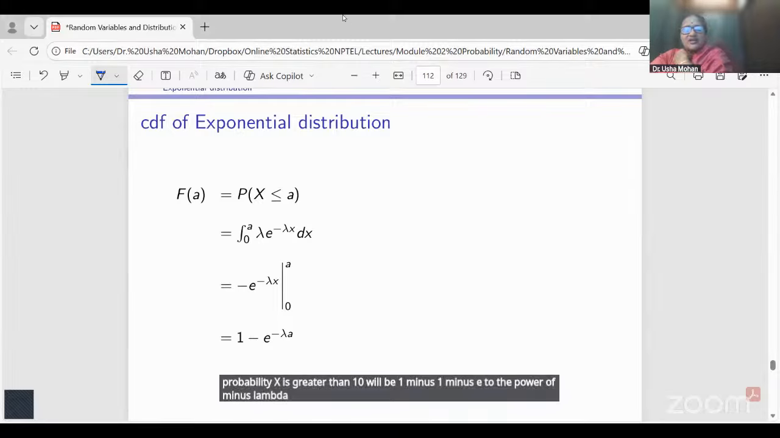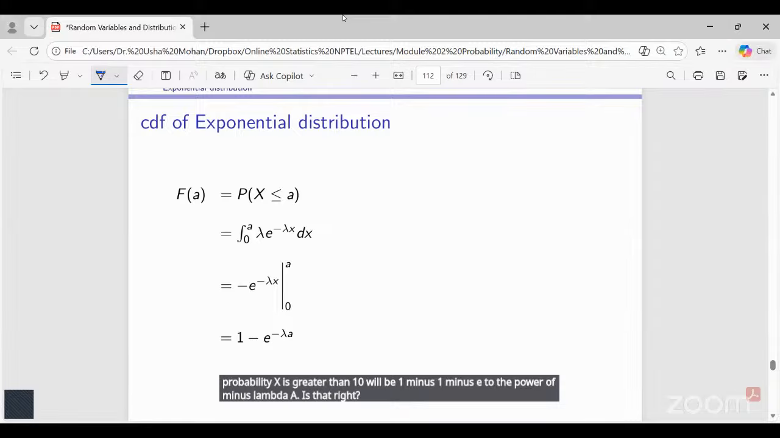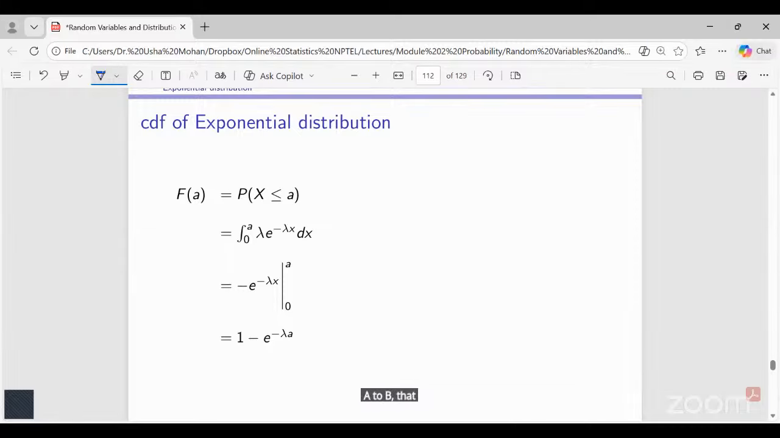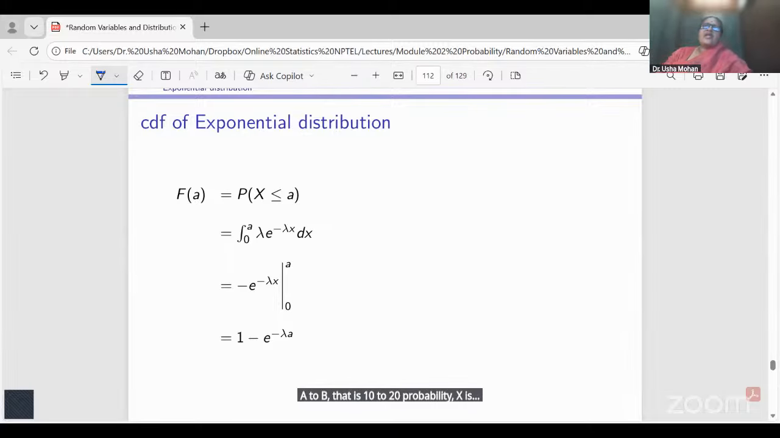Is that right? Yes, ma'am. It would be just e to the power of minus 1. And between 10 and 20, that is a to b, it would be the probability that A is less than or equal to X is less than or equal to 20.